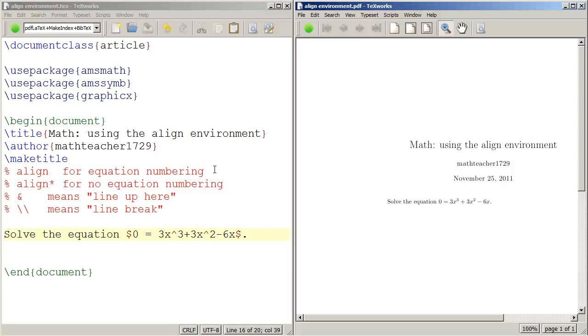In this video, I want to show you how to use the align environment. It's really helpful anytime you have to do a bunch of algebraic steps and you want to align things nicely instead of having them all smudged together in a single row.